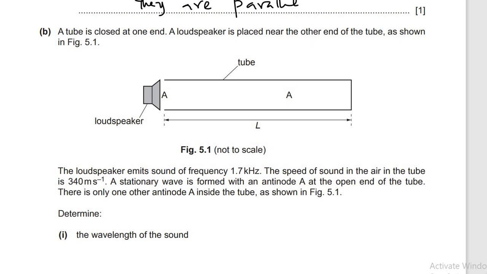Question B. A tube is closed at one end. A loudspeaker is placed near the other end, as shown. The loudspeaker emits a frequency of 1.7 kHz. The speed of sound in air in the tube is 340 meters per second. A stationary wave is formed with antinode A at the open end of the tube. There is only one other antinode inside the tube. It makes the work easier. Which means there are two antinodes altogether. If I'm going to sketch this, if there are only two antinodes, it's going to be like this.